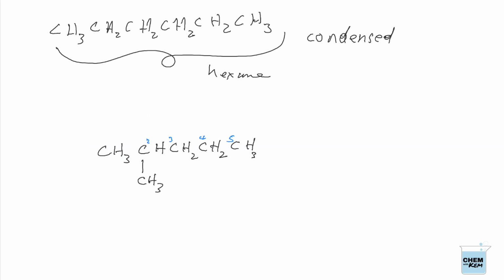So again, this is carbon 1, this is carbon 2. On carbon 2, there's a methyl group, so we'd say 2-methyl, and the longest chain is 5 carbons, so it's 2-methylpentane. Again, we use our prefixes. Pent means 5.